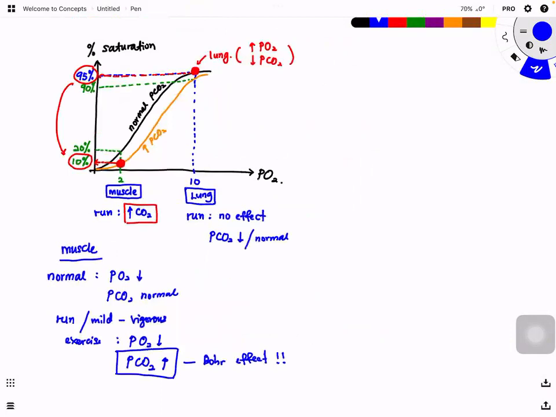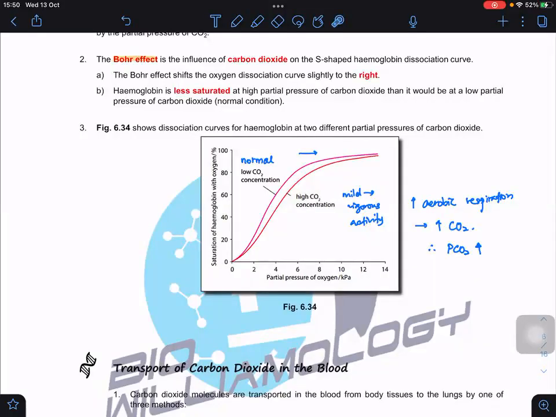Okay, you can take diagrams here. So which part of the graph do you need to actually focus on? We say that the Bohr effect is the influence of CO2 on the sigmoid shape of the hemoglobin dissociation curve, highlighted as shifted to the right. When shifted to the right, it means decreased affinity. So hemoglobin now becomes less saturated at high partial pressure of CO2, compared to the normal condition.